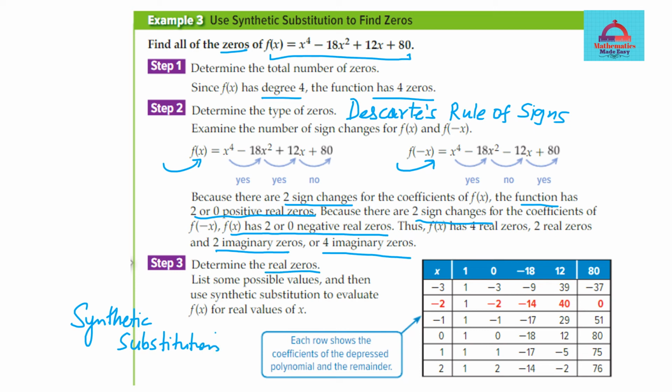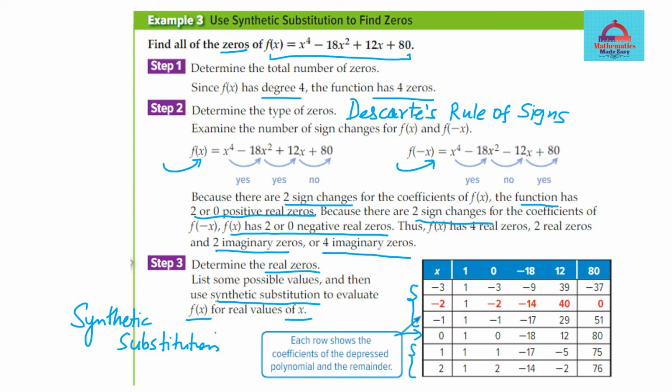So first you list some possible values of x and then you check with synthetic substitution the value of f(x) for real values of x. So just see carefully how I have put it. We are taking it like a hit and trial where we are changing different values of x. We are starting from some negative values, negative 3, negative 2, negative 1. Then we try 0 and 1 and 2.